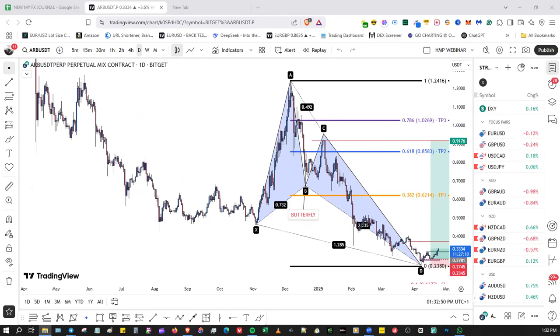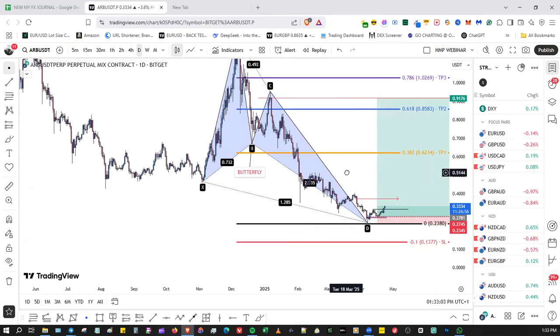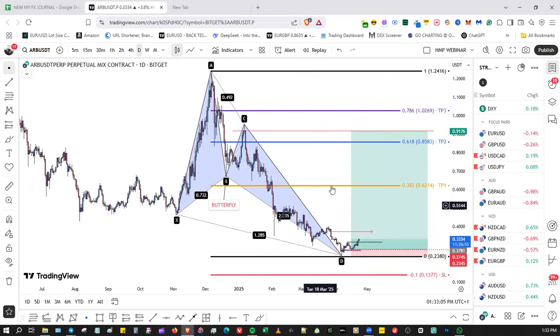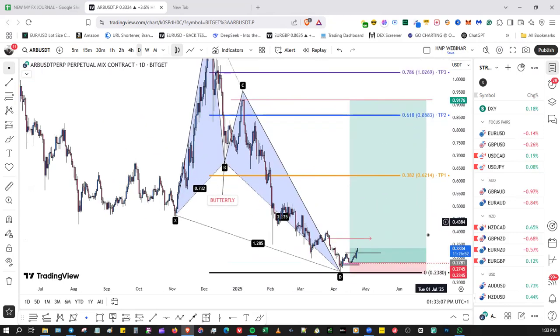A very important concept. So now let's look at what is happening. This is a cryptocurrency pair. It's a coin. You can see how price is pushing up right now.